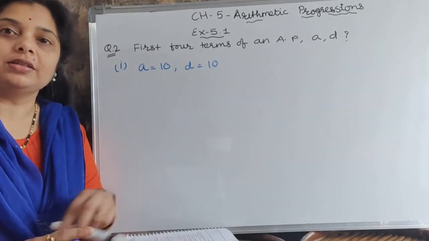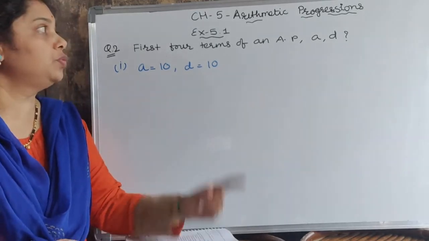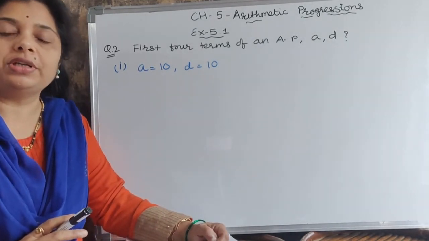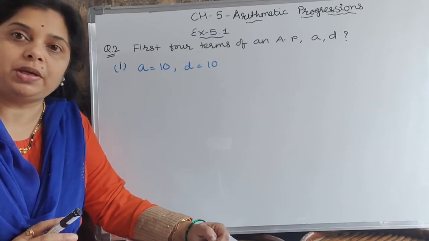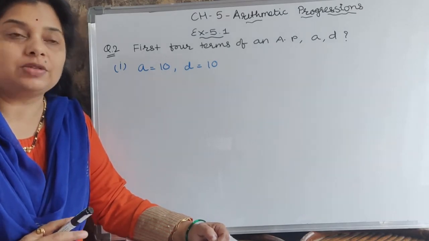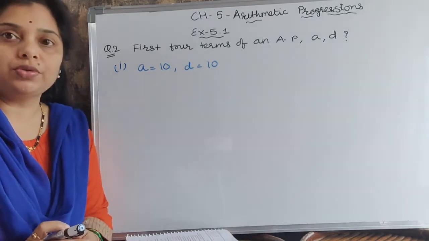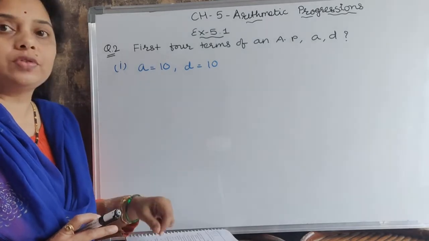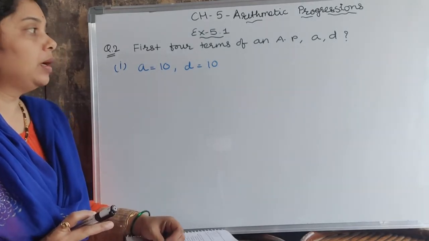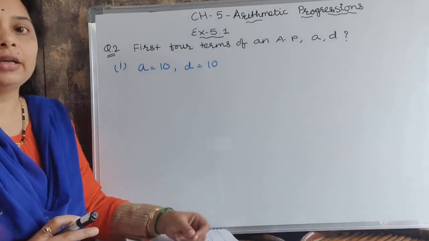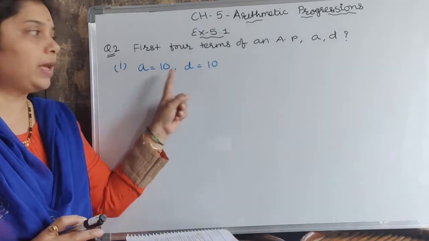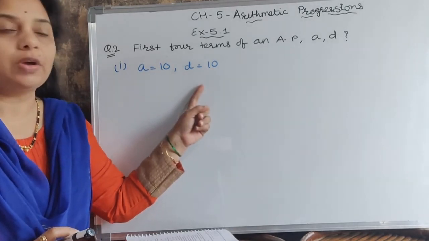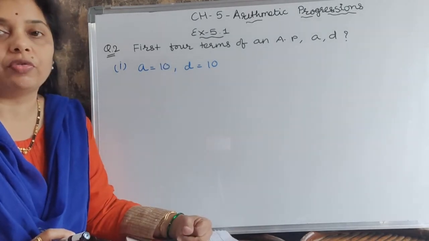Good morning, dear children. Today we are going to continue with exercise 5.1 and we move to question 2. We already studied the AP, types of AP and its general form in the last video, and we are going to start with question 2 today. In it, you have to write down the first 4 terms of an AP, and A and D are given. So A is the first term and D is the common difference, as you know. By using these two things, we have to find the first 4 terms of an AP.